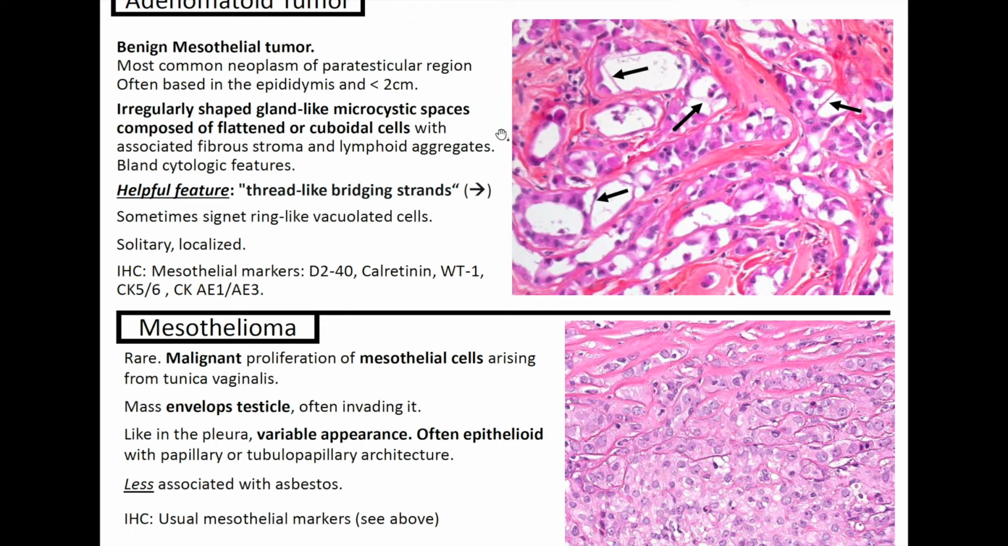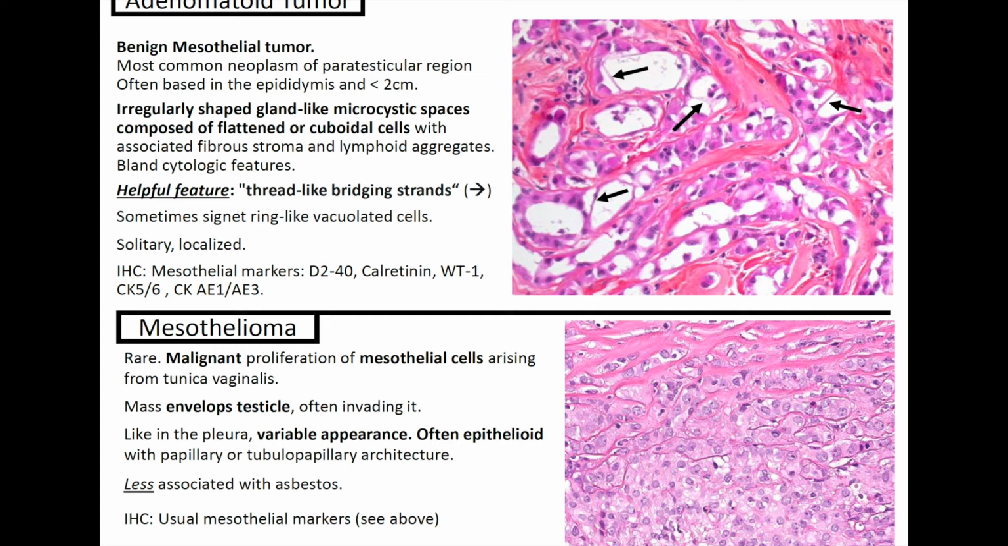So histologically, you're going to see irregularly shaped gland-like microcystic spaces composed of flattened or cuboidal cells with associated fibrous stroma and lymphoid aggregates with bland cytologic features. A helpful feature is thread-like bridging strands, as shown here. And sometimes you can have signet ring-like vacuolated cells. Adenomatoid tumors are typically solitary and localized.